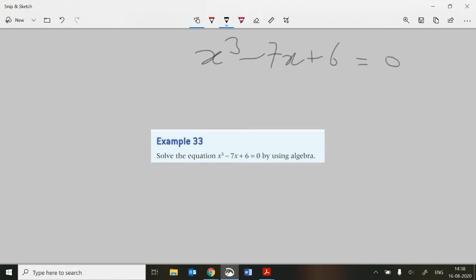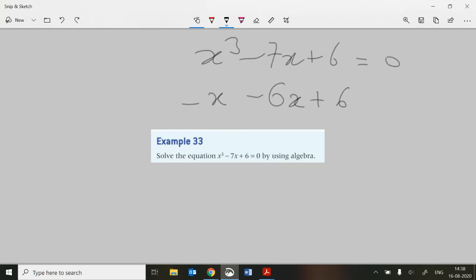Well, we can see here that we could split this up into two factors, and I can already see that 6 is a factor of 6 here. Maybe I could make a 6 here as well. So maybe I could make a 6x plus 6, and if that was a minus 6x, maybe I could make a minus x there. So now I've made a total of minus 7x.